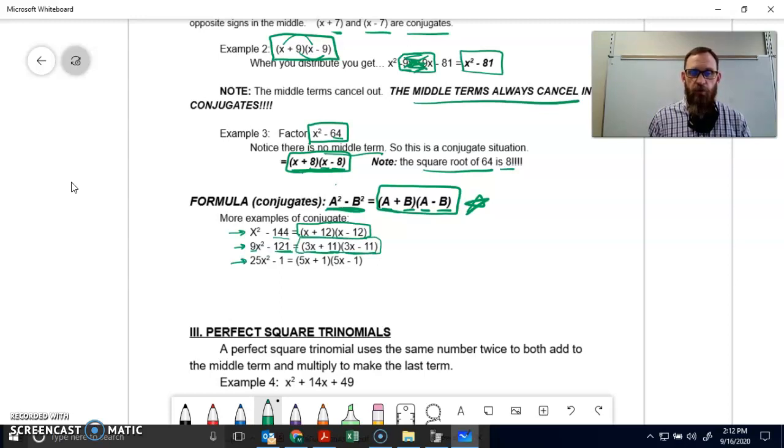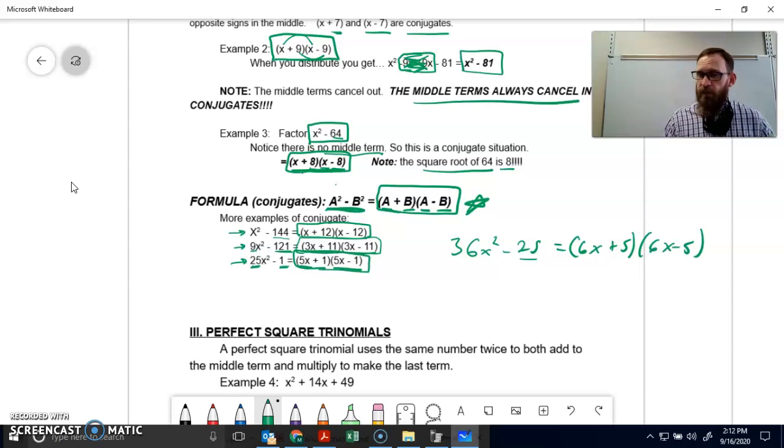Again, another one, no middle term. 25 and 1, 5x plus 1, 5x minus 1, because the square root of 25 is 5, square root of 1 is 1. So these should go very quick and simple. If I see 36x squared minus 25, oh, the square root of 36 is 6, square root of 25 is 5. 6x plus 5, 6x minus 5. Done.